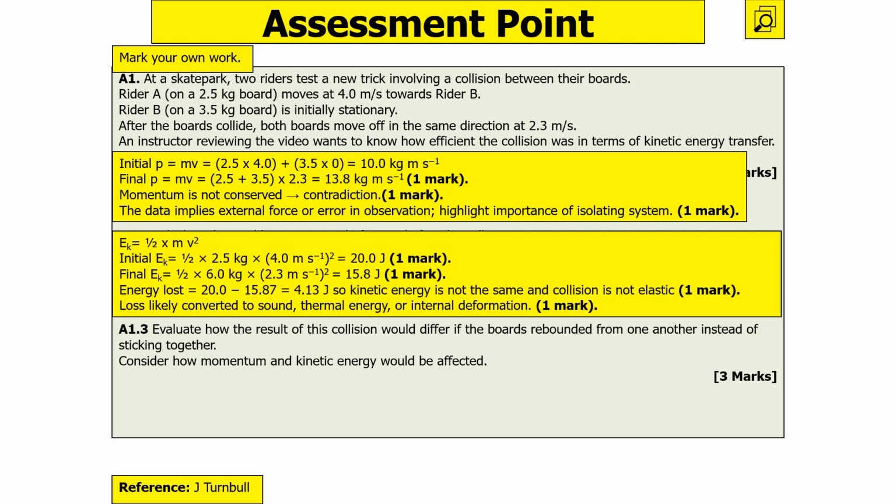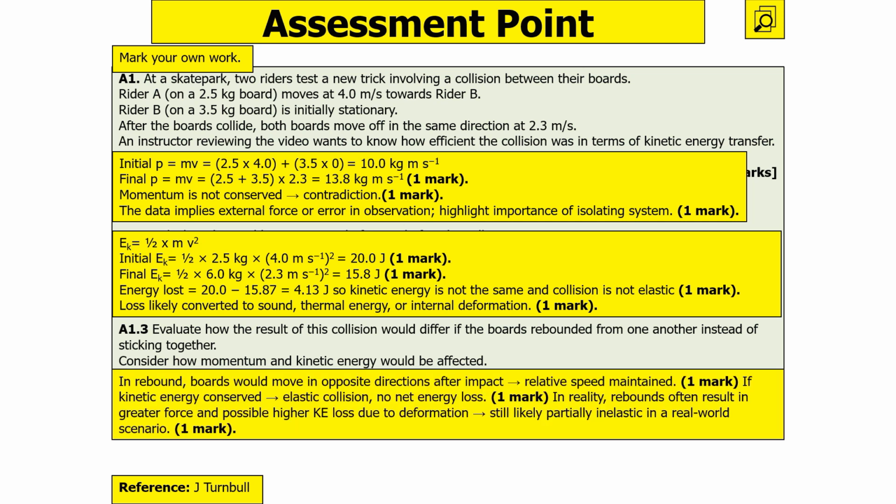We know that the kinetic energy is a half mv squared. So initially it's a half times 2.5 times 4 squared. We don't have to consider the other board because it's stationary. So it's 20 joules. The final kinetic energy is a half times 6, the mass of the two boards together, times 2.3 squared, 15.8 joules. So the energy loss is 4.13 joules. So kinetic energy is not the same and the collision is not elastic. So the loss is likely converted to sound, thermal energy or deformation of the skateboard.